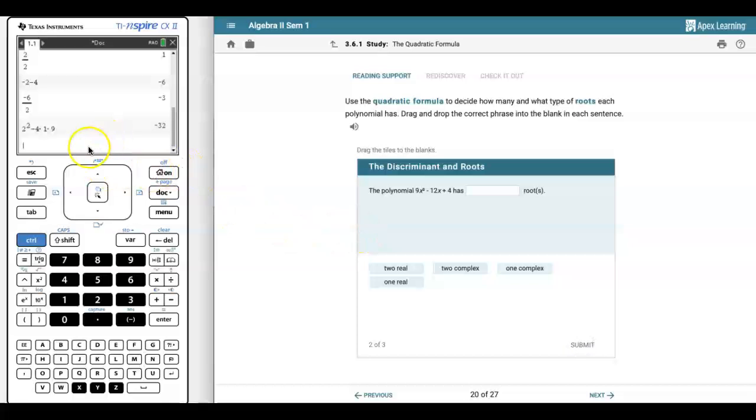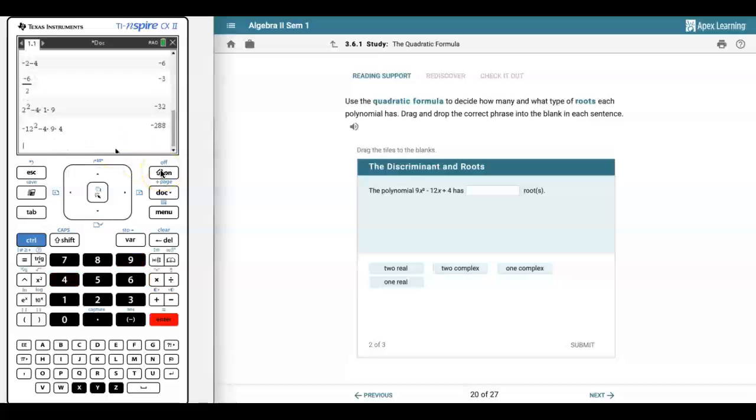For this next one, I'm going to do -12 to the power of 2 minus 4 times 9 times 4. Now, I think I messed something up here symbol-wise, so give me a second.